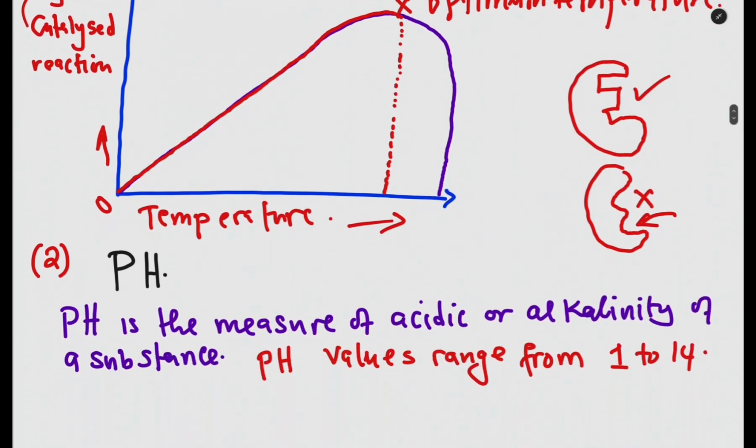The other factor that we can look at is pH. Now pH, written like this, we can say it's potential hydrogen. This is just a measure of how acidic or alkaline a substance is. So pH has to do with a substance that is either alkaline, acidic, or neutral. But how does it affect enzyme activity?